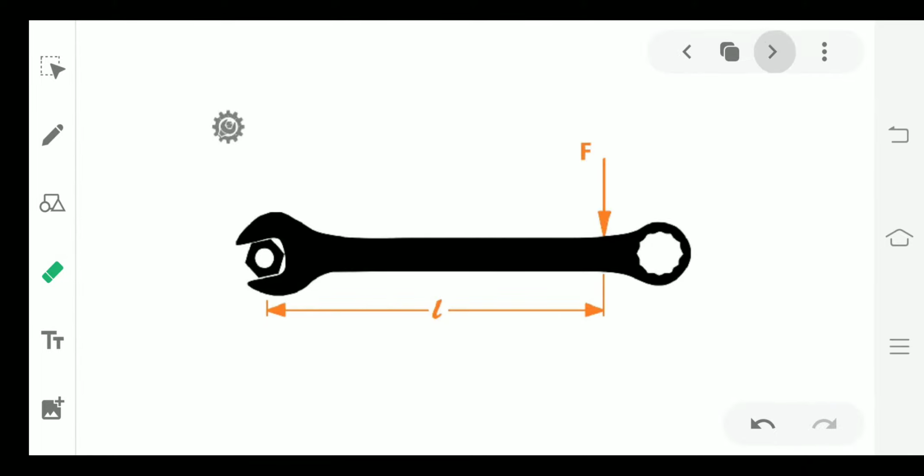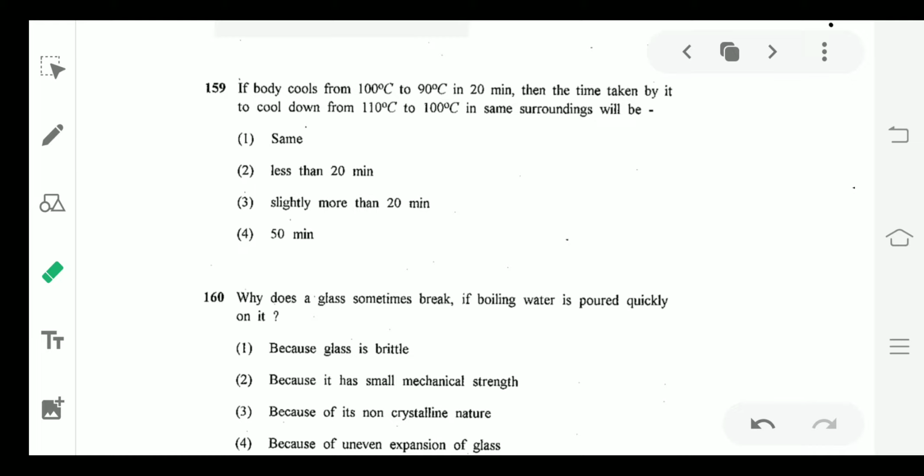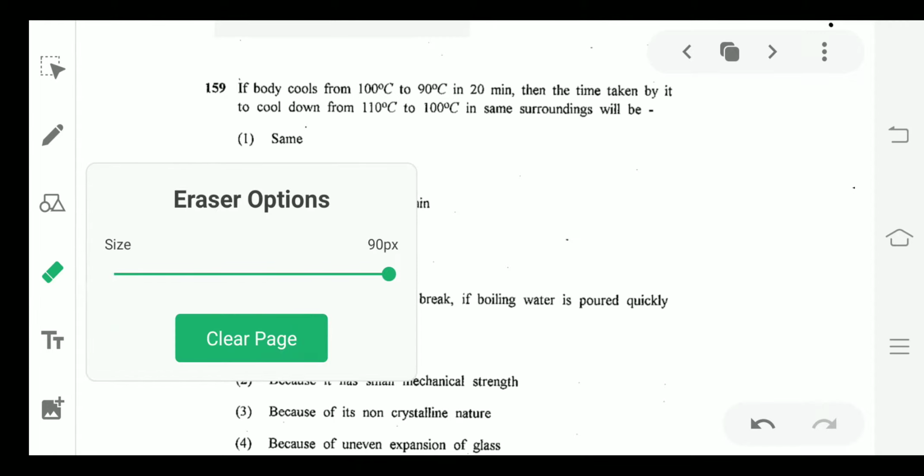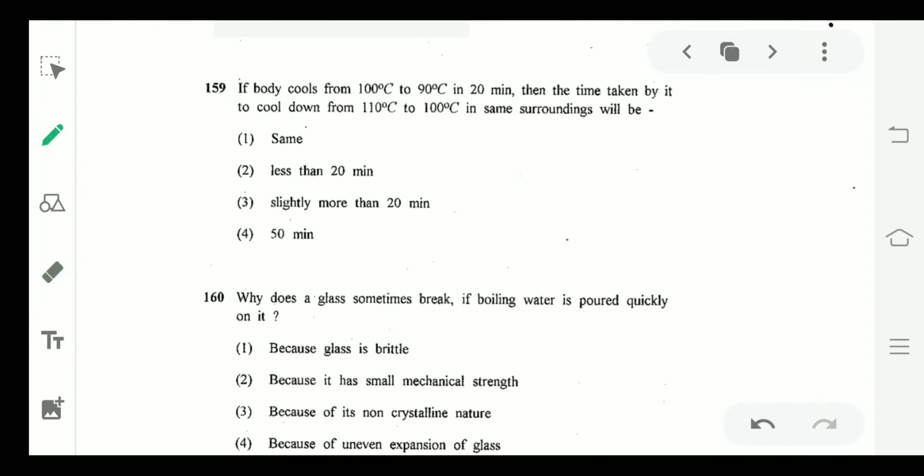Let's move to the next question. If a body cools from 100 degree to 90 degree in 20 minutes, then the time taken by it to cool from 110 to 100 degree in the same surrounding will be. Here the temperature difference of the body is the same. It is also a 10 degree decrease in temperature, and it is also a 10 degree fall in temperature. It takes 20 minutes.